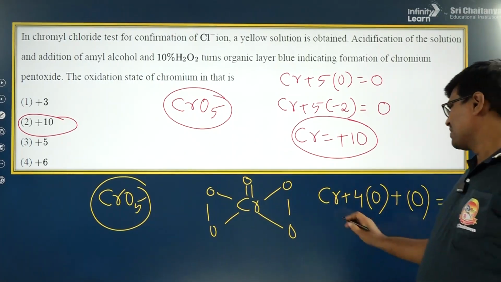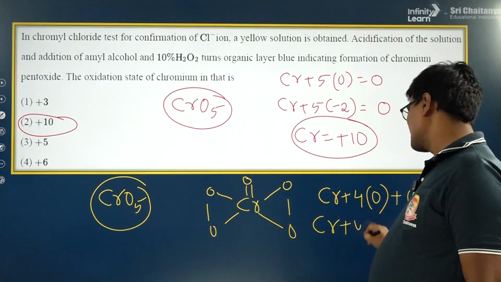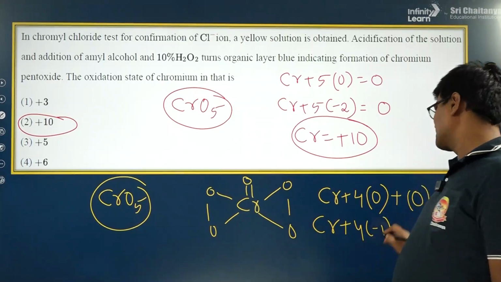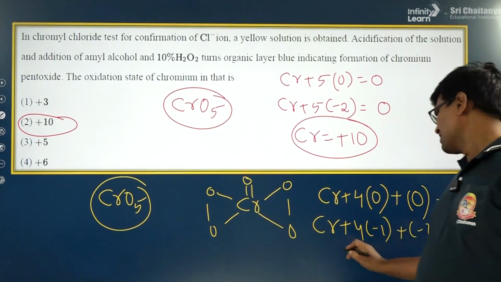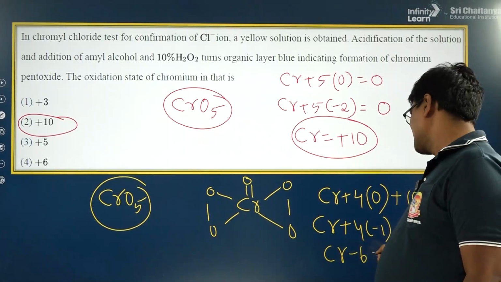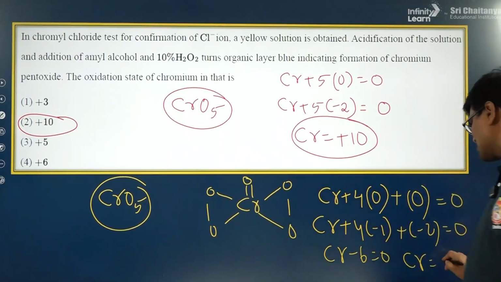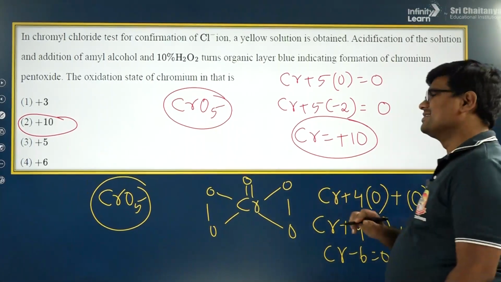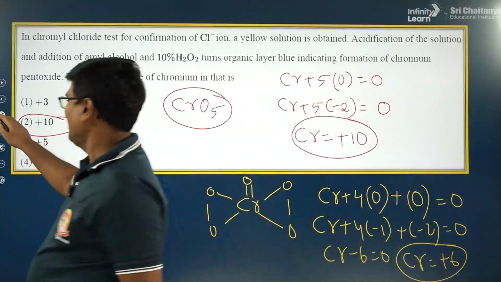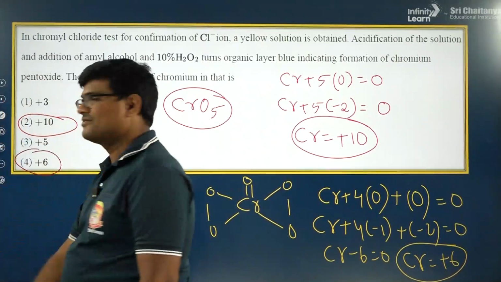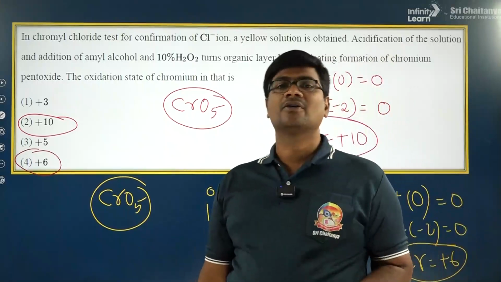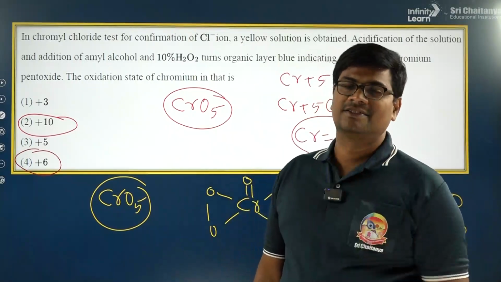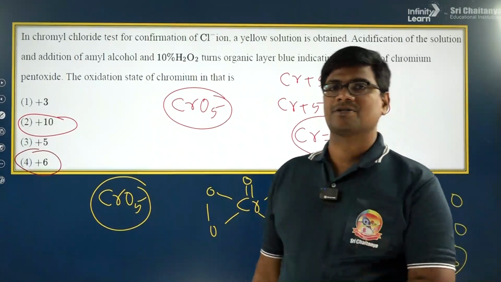Total charge is 0 now. Chromium plus peroxide oxygen, whose oxidation state is minus 1, and oxide oxygen minus 2, is equal to 0. Then chromium minus 6 is equal to 0. So chromium's oxidation state will actually become plus 6. So what is the right answer? Plus 6, the 4th option. So in chromium peroxide, the oxidation state of chromium is plus 6, and plus 10 is the wrong option.